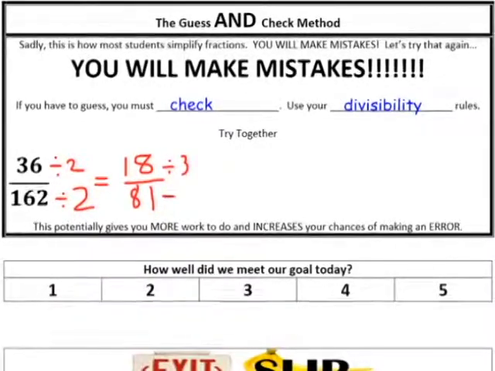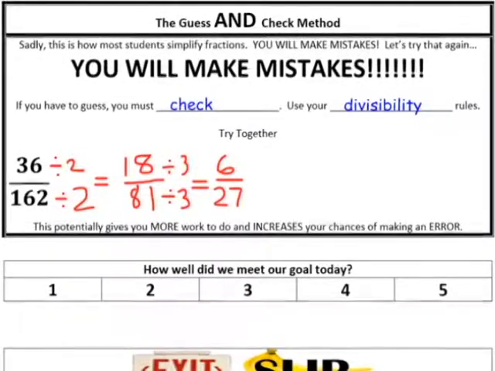Remember, if you add the digits and they're both divisible by 3, you can divide out a 3. 18 divided by 3 is 6. 81 divided by 3 is 27. Oh, I've done enough work. I'm probably done. Again, if you guess, you must check.